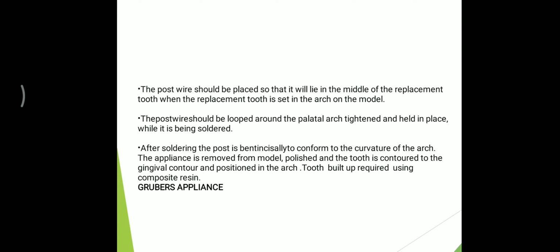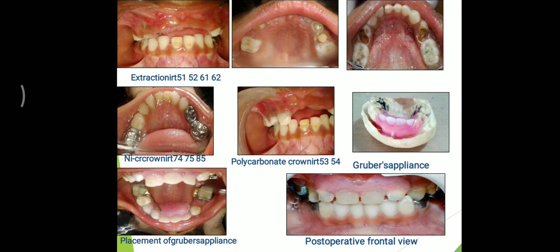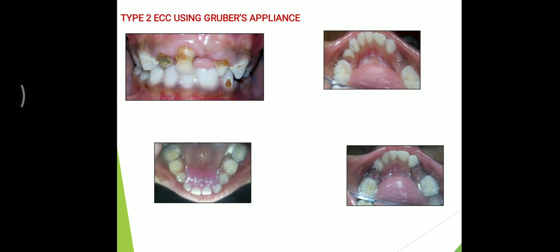Tooth build up required using composite resin, Groper's appliance. This is the pre-operative view, and this is the Groper's appliance and the post-operative view. Extraction in relation to 5-1, 5-2, 6-1, 6-2, and the nickel chromium crown in relation to 7-4, 7-5, 8-5, polycarbonate crown in relation to 5-3, 5-4, and Groper's appliance, placement of Groper's appliance, and post-operative frontal view. And this is a type 2 ECC, early childhood caries, using Groper's appliance.